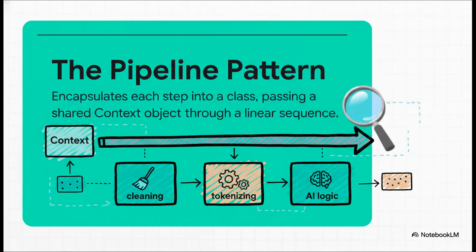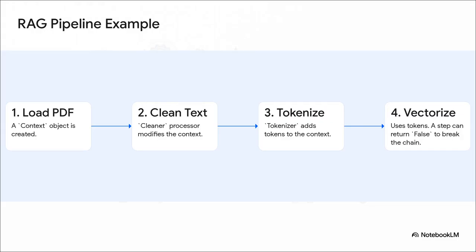The concept here is really straightforward. We start by defining a single context object. You can think of this as a data packet that's going to flow through our system. Then, each step in our process, cleaning, tokenizing, you name it, gets encapsulated in its very own processor class. The main pipeline controller just loops through a list of these processors, handing the context object from one to the next. Let's walk through a concrete RAG example.